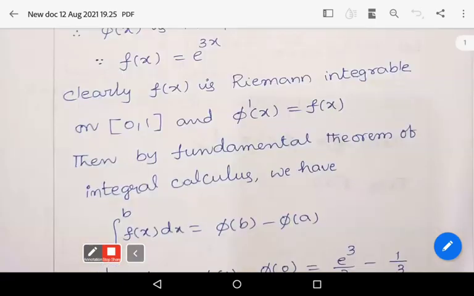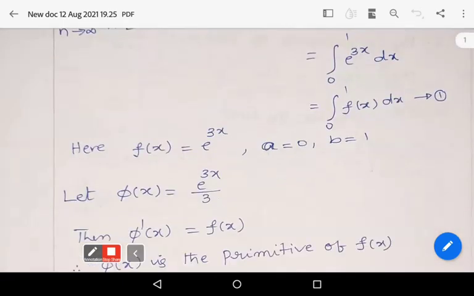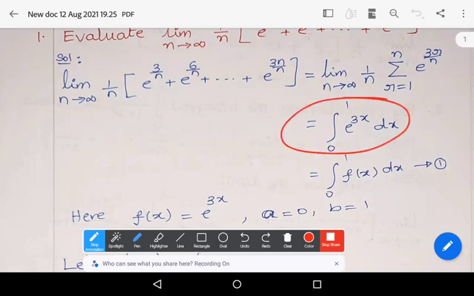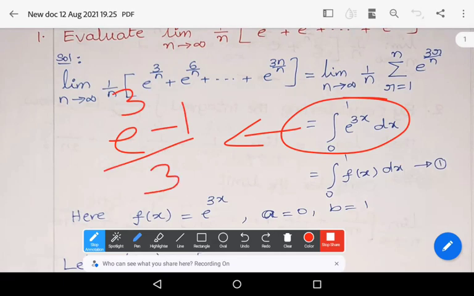But you observe that this problem depends upon Riemann integration as well as the fundamental theorem of integral calculus. If you integrate the term here, you simply get the final answer e power 3 minus 1 by 3. But here we use the fundamental theorem of integral calculus to prove that identity. Observe that this is an important question for 10 marks as well as for 5 marks.